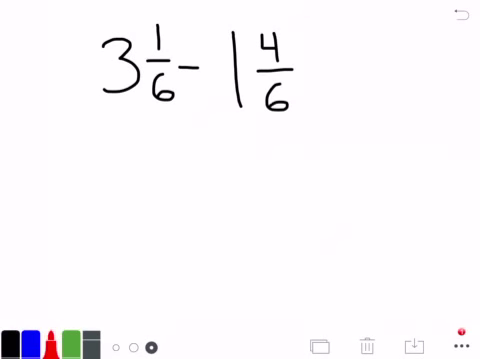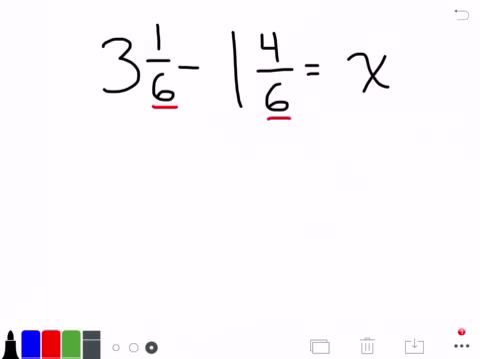And this time we'll go with 3 1/6 minus 1 4/6. Right? So we're dealing with the same denominator again. As I said, that's what they're all going to be. But you'll notice in this one I have 2 mixed numbers. Right? 3 1/6 minus 1 4/6.